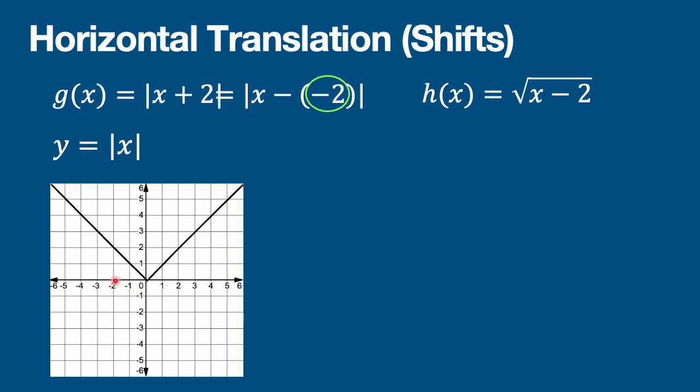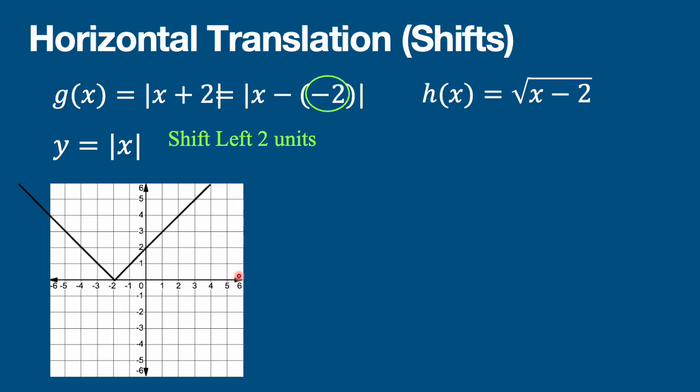This point is going to here. This point is going to here. This point is going to here. So slide to the left 2 units. So slide it. That's how to sketch g of x equals absolute value of x plus 2. You're going to have another example.